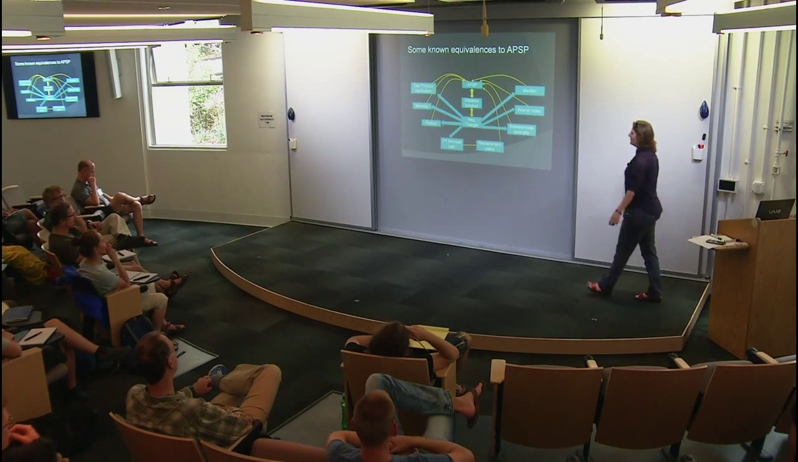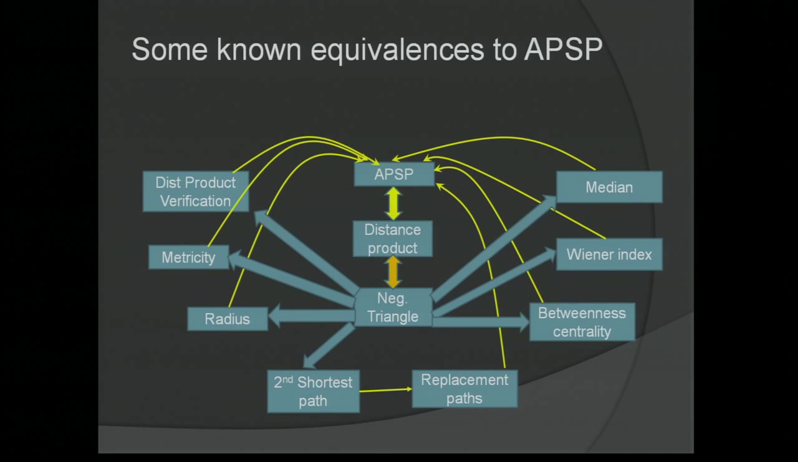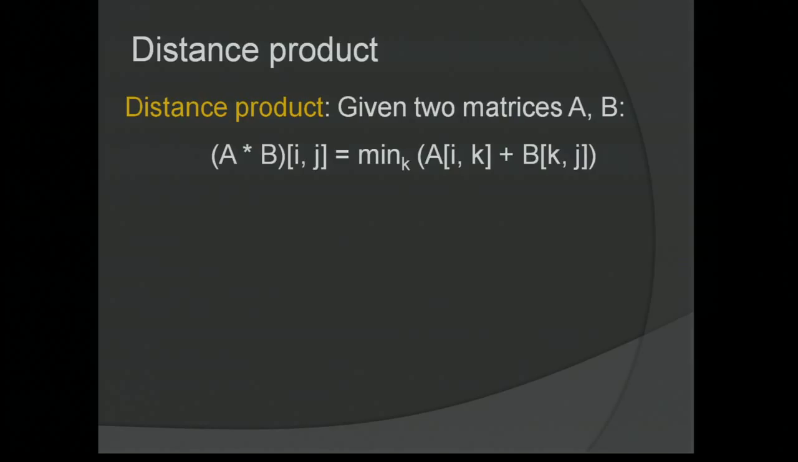Okay, I'll start with defining distance product and giving you some idea of why it's equivalent to all pairs shortest paths. The distance product is as follows. You're given two matrices A and B, and you can think about the usual matrix product, except that now I've replaced the sum with a min and the product with a plus. So it's the min over k of a_ik plus b_kj. Okay? It's also called min-plus product.